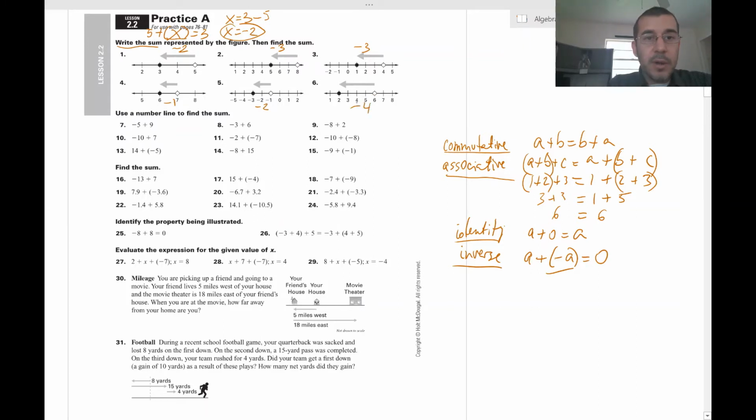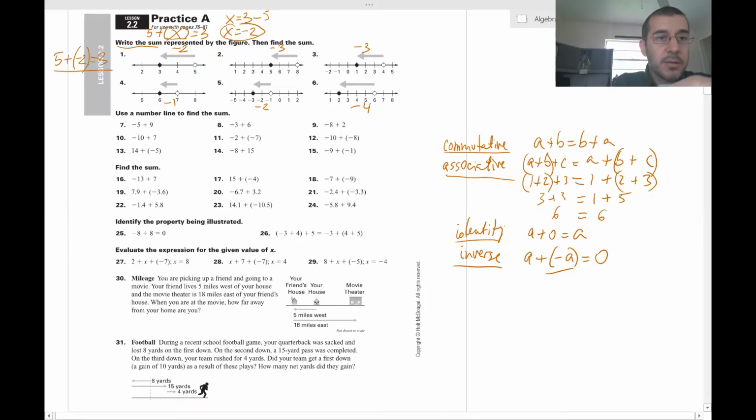Now, how can we represent these numbers? As we said, number 1: we start with 5, and we're adding minus 2, and we're getting 3. That's basically how we write the sum. For number 2, we start with 8, and then we are adding minus 3, and we end up with 5.